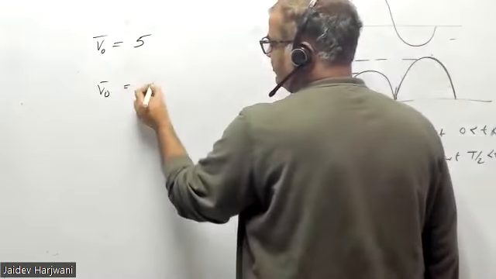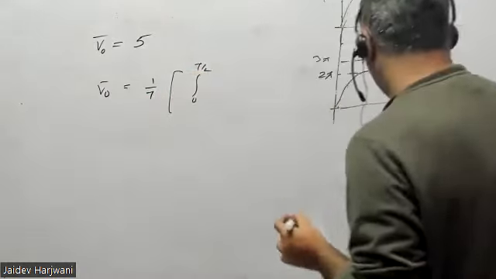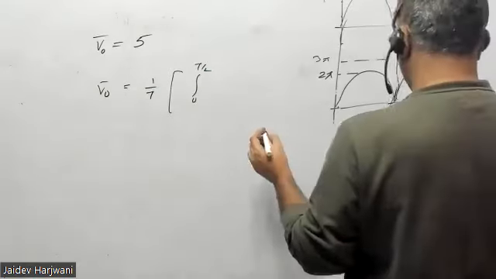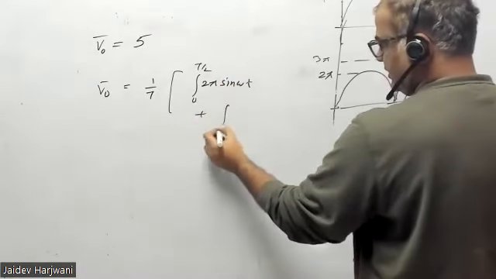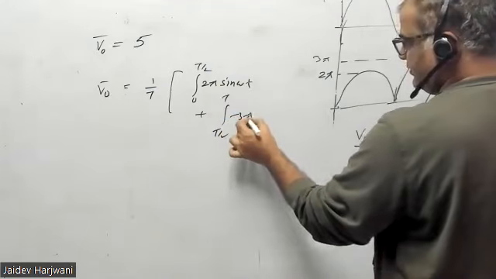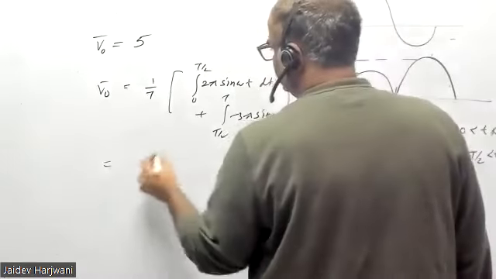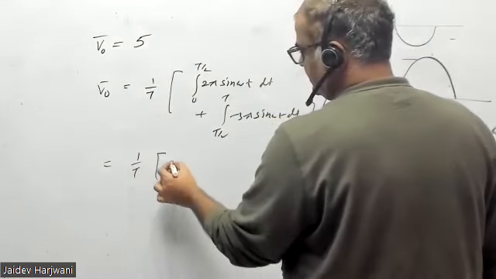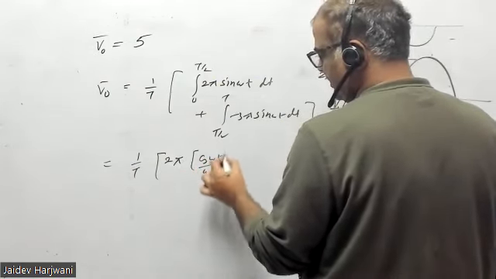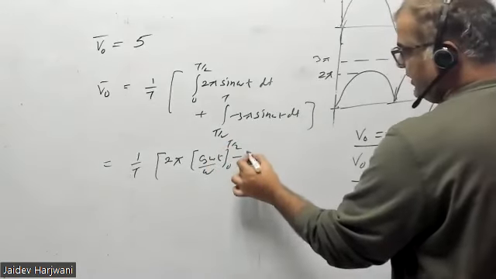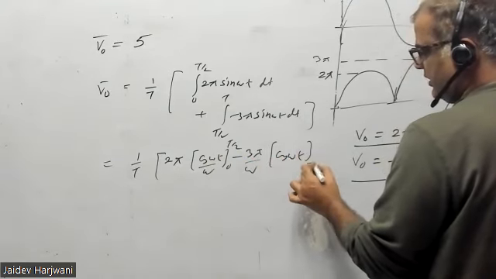V average will be 1 by T. This is 0 to T by 2 of 2 pi sine omega t, plus T by 2 to T of minus 3 pi sine omega t dt. So 1 by T, pi, sine omega t integrates to cos omega t by omega, from 0 to T by 2, minus 3 pi by omega cos omega t from T by 2 to T.